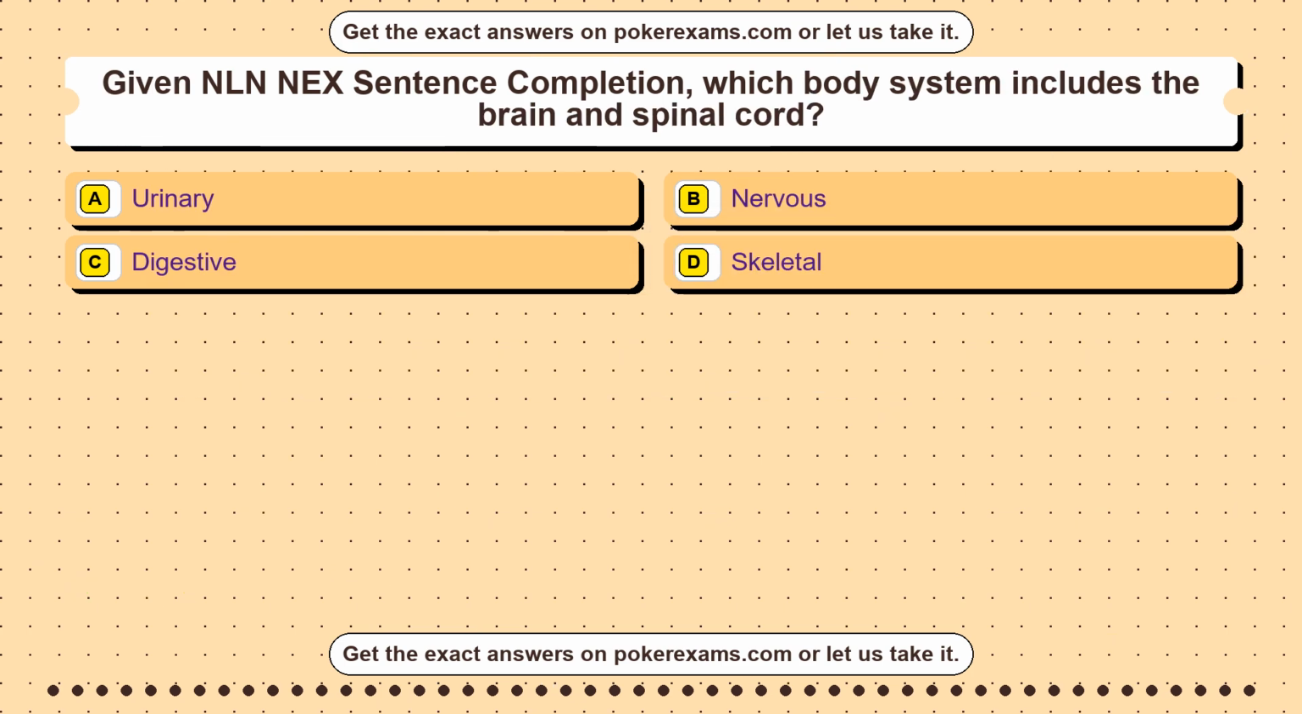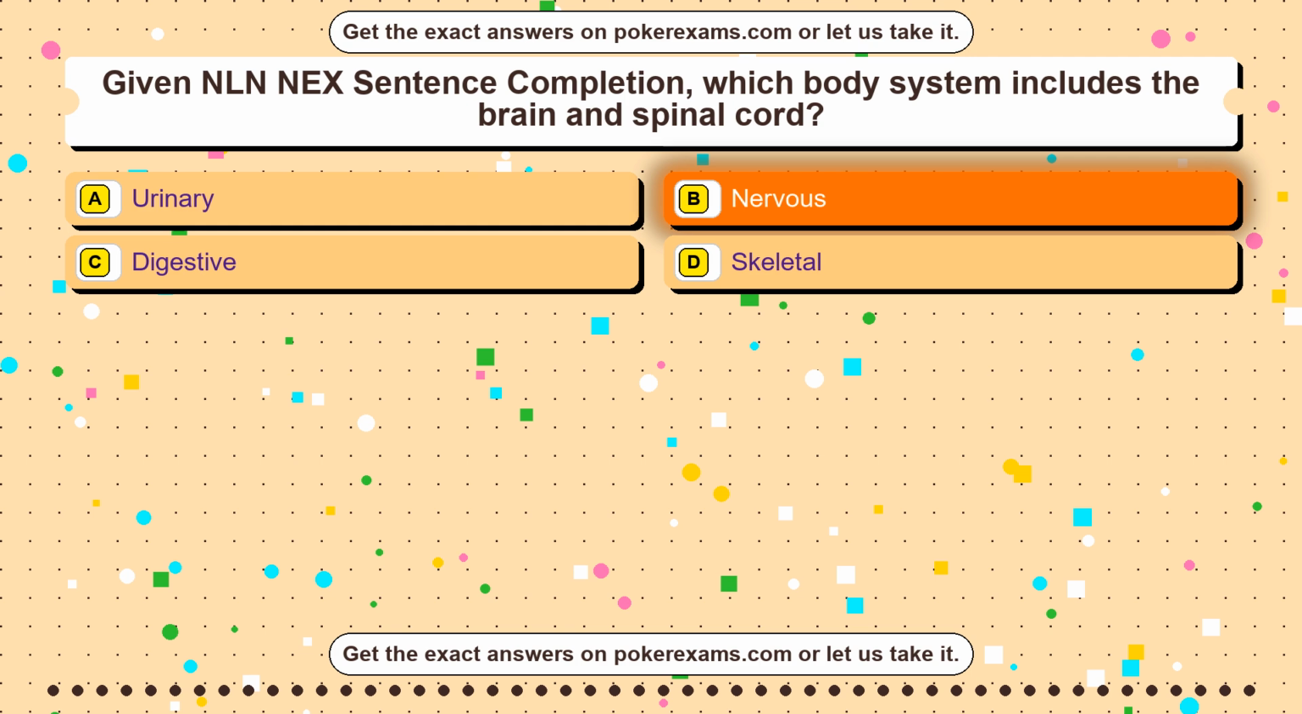Question 48. Given GED Science Review, which earth layer is liquid and surrounds the inner core? Option A, lithosphere. Option B, outer core. Option C, crust. Option D, mantle only. The correct answer is option B.